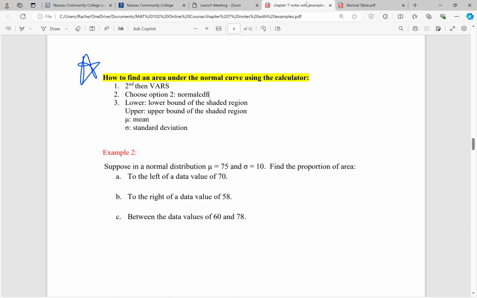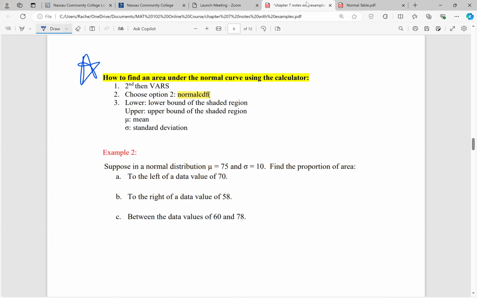It's in the distributions menu. So you're going to press second, then vars, just like when we were looking for a binom CDF and PDF. But this time we're going to choose option 2, normal CDF. So anytime we want to find an area under the normal curve using the calculator, we use normal CDF.